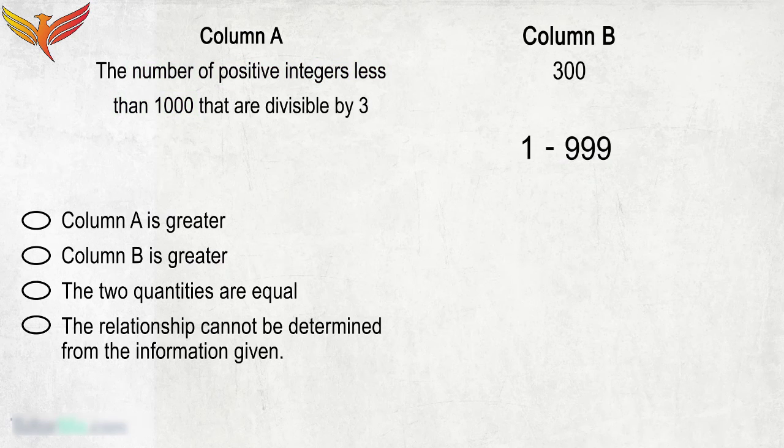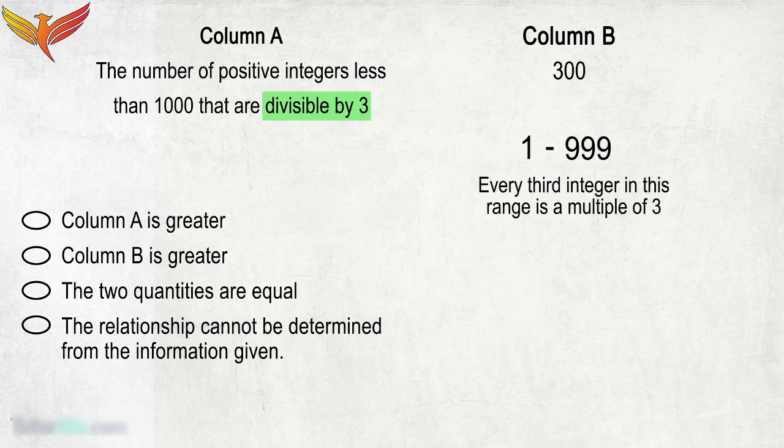Now, we need to find the total number of integers in this range that are divisible by 3. Well, every third integer in this set of numbers will be divisible by 3. So to find the total number, we simply divide 999 by 3, and we get 333. 333 is greater than 300, so column A is greater.